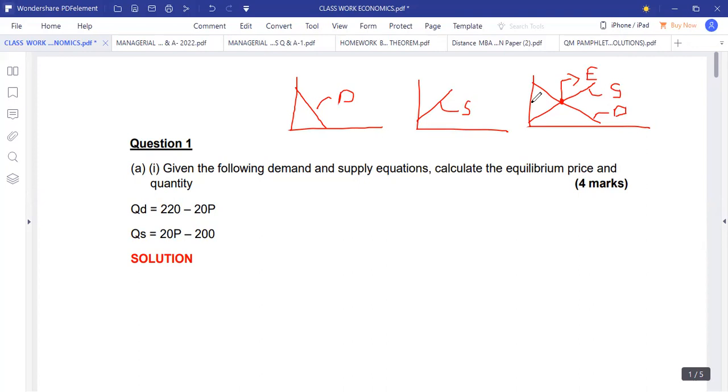So equilibrium price is always on this axis. Equilibrium quantity is always on this axis. So this is equilibrium price. This is equilibrium quantity. So here we have A and B. These are two triangles. So triangle A is called the consumer surplus. Triangle B is called the producer surplus.